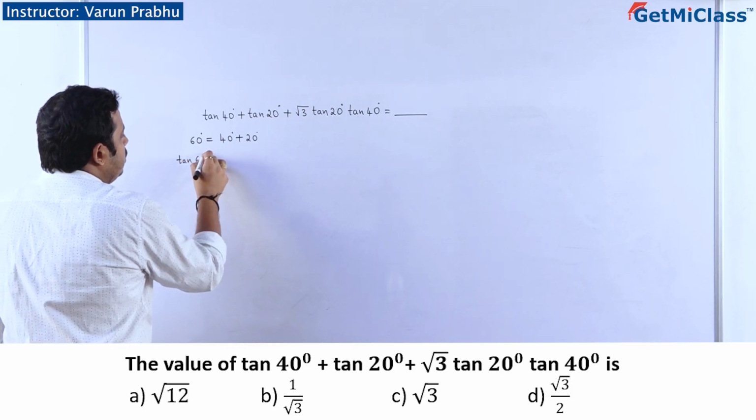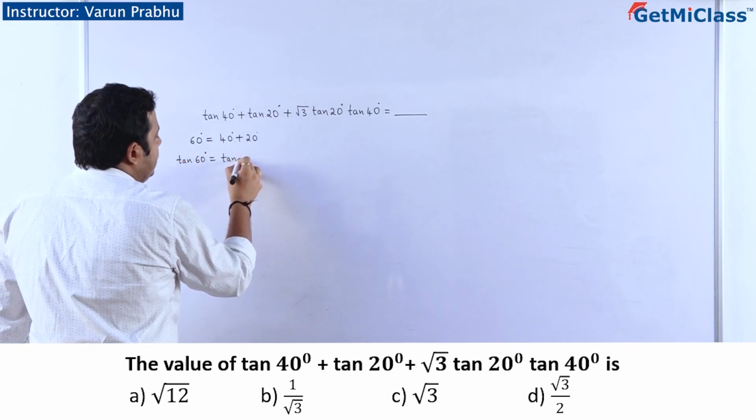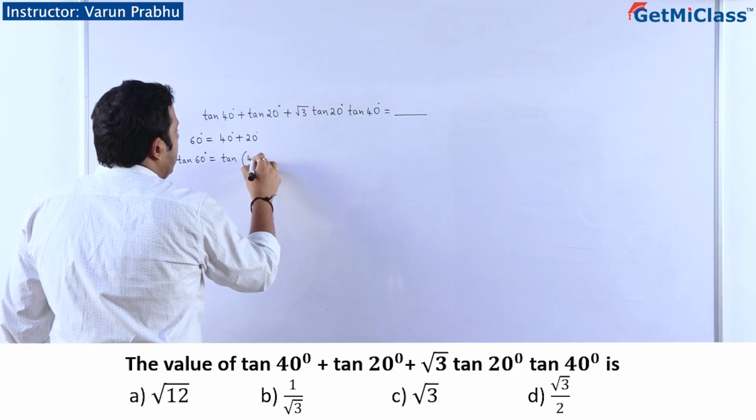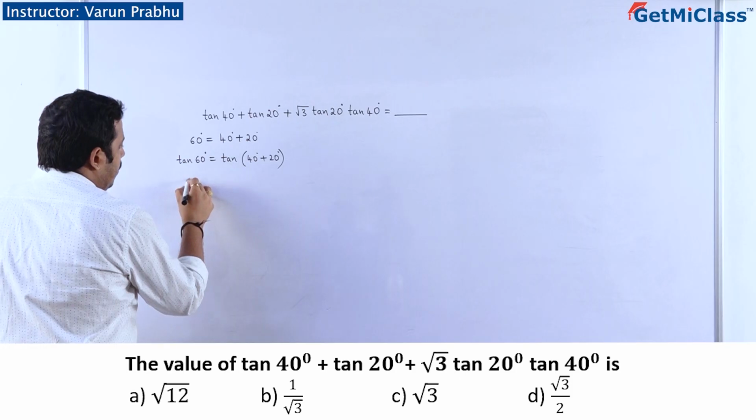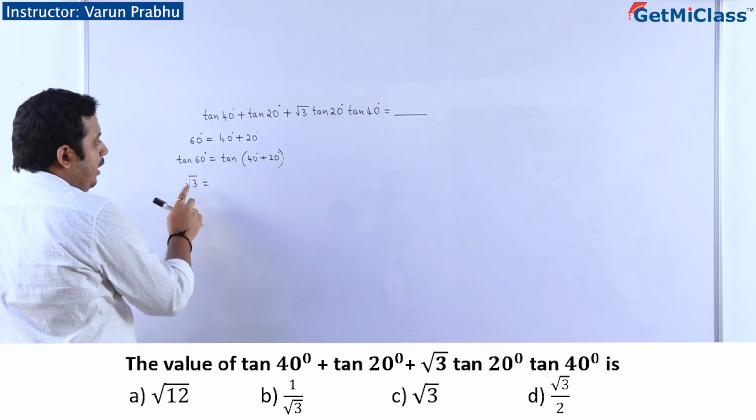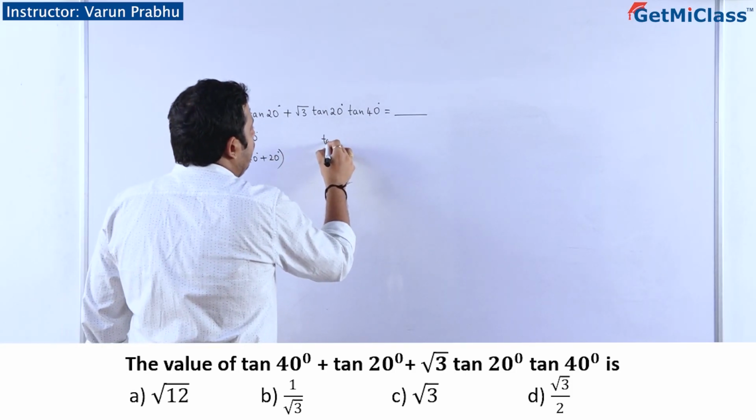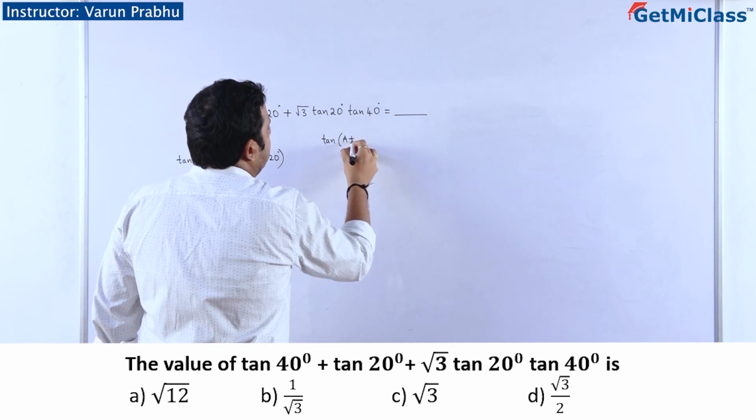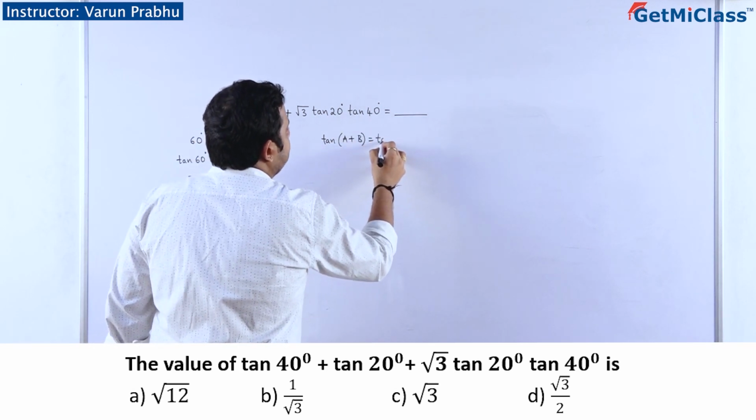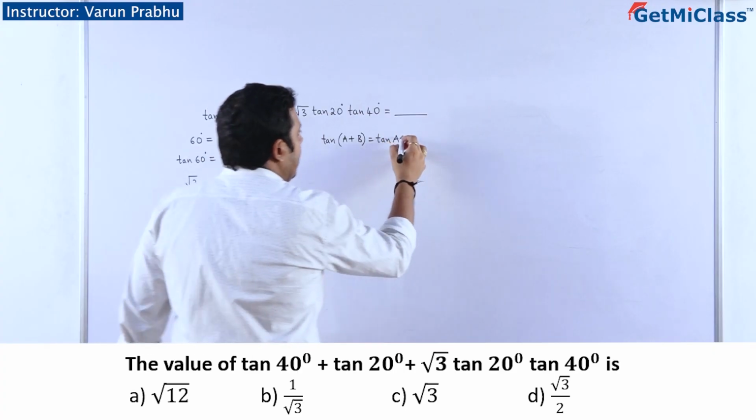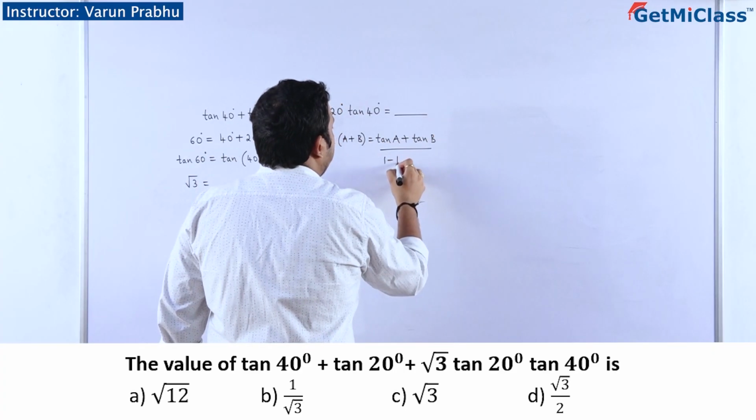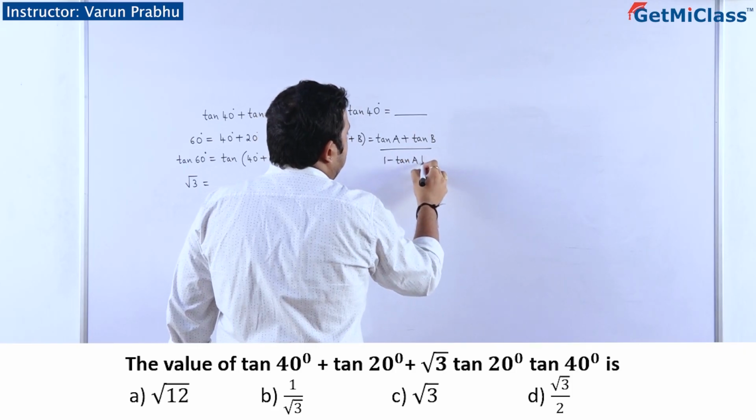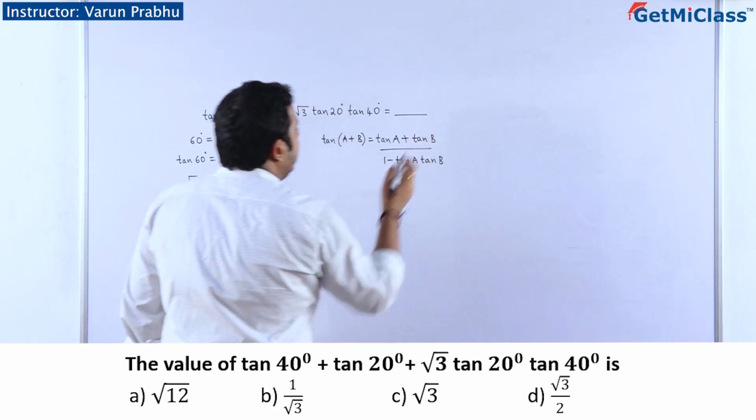If I take the tangent on both sides, I can write tan 60 equal to tan of 40 degrees plus 20 degrees. What is the value of tan 60? Root 3. So we know the formula for tan of a plus b. Tan of a plus b can be written as tan a plus tan b divided by 1 minus tan a into tan b, correct? 1 minus tan a into tan b.